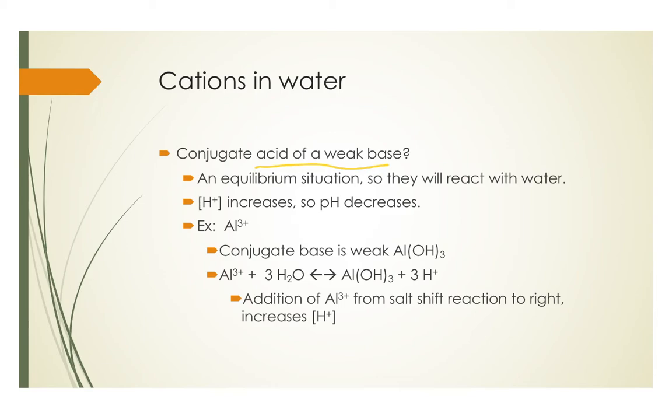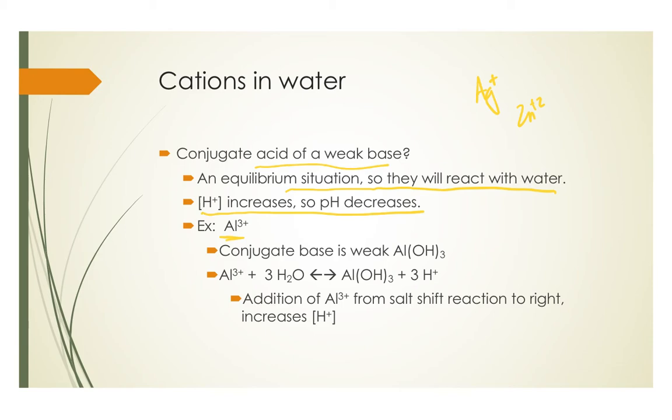So this would be things like any other positive ion, for example, silver or zinc. Under this situation, just like with anions, an equilibrium situation does arise. It's going to cause the H plus to increase, so pH is going to decrease. Here's our example of this.